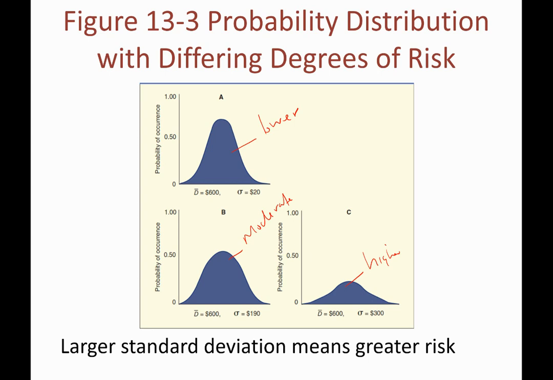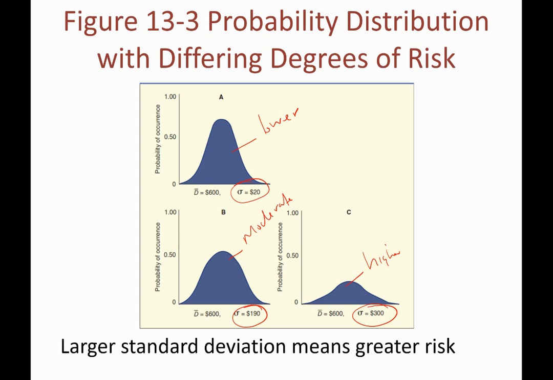So the shape of the distribution tells you what the amount of standard deviation is in that particular distribution. So here you know that you have a lower standard deviation. Again, in this case you have 20, even without looking at the data. But now we know it's 20. Here we know there's 190. Here we know that it's 300.